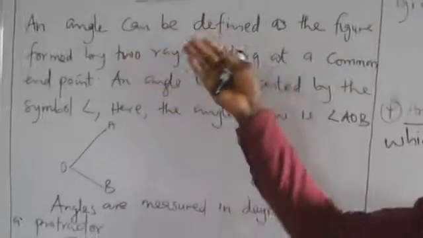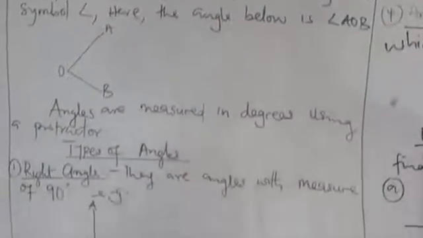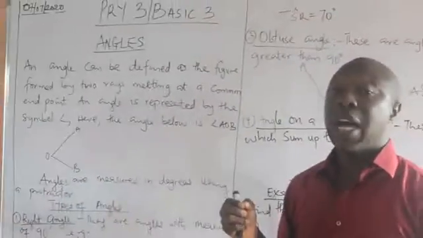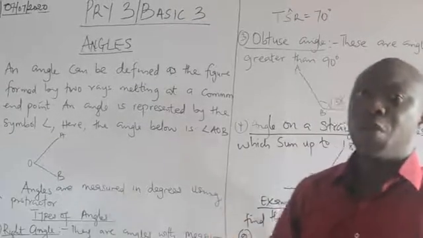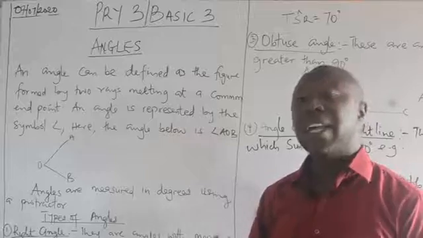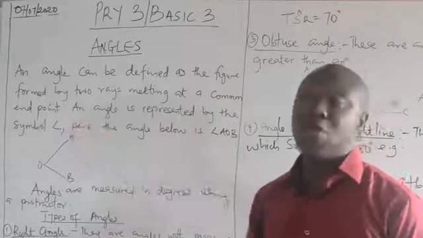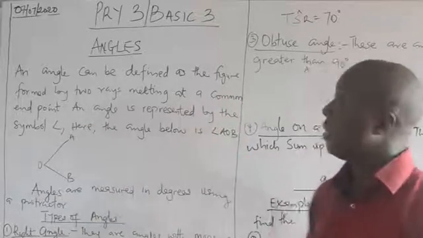When we talk about angles, an angle can be defined as a figure formed by two rays meeting at a common endpoint. I believe most of you are familiar with the word angle. It simply means a figure formed by two rays meeting at a common endpoint.